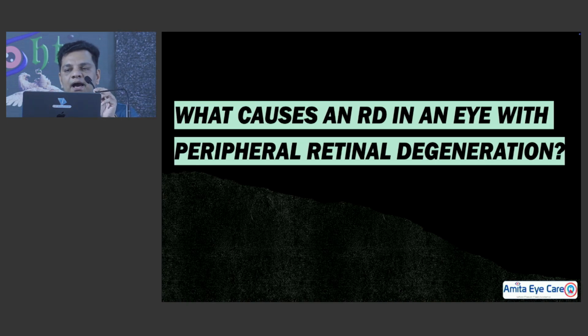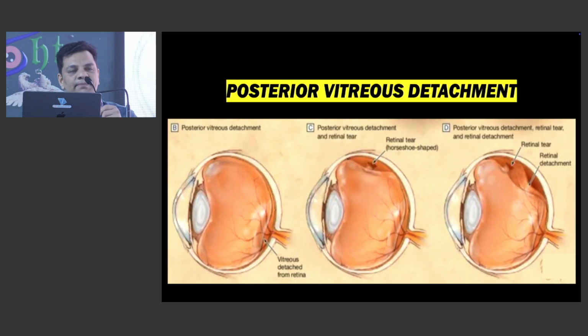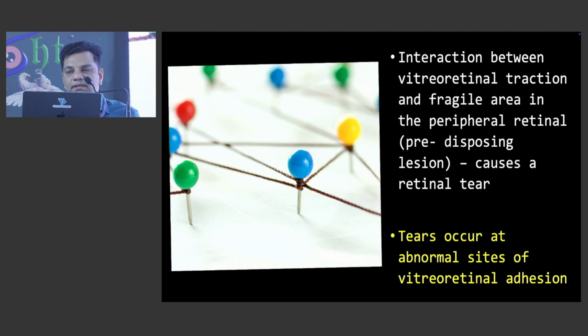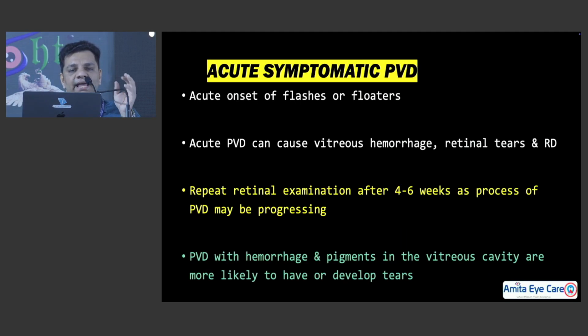So what causes an RD in an eye with a peripheral retinal degeneration? It's mostly because of the PVD which occurs. When the vitreous is detached from the retina, it tears one part of the retina away, leading to a horseshoe tear, and that horseshoe tear is an opening for fluid to go in and cause a retinal detachment. So there are two types. One is an acute symptomatic PVD, and sometimes they can be asymptomatic too. When you have an acute symptomatic PVD, you will have flashes and floaters, and vitreous hemorrhage can be a presenting thing, even retinal tears as well as an RD can happen. So they need a repeat retinal exam after 4 to 6 weeks.